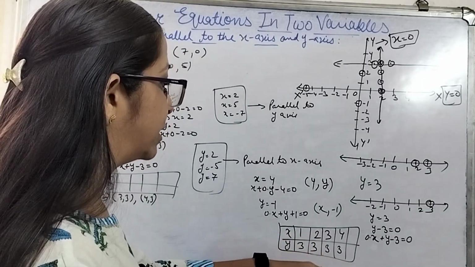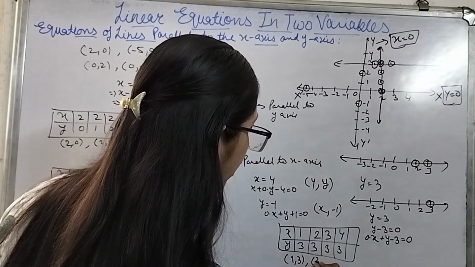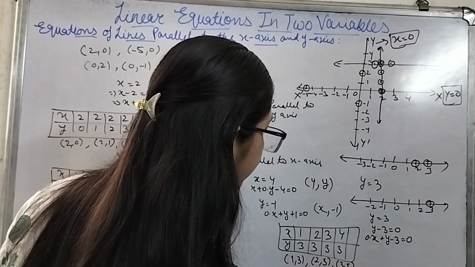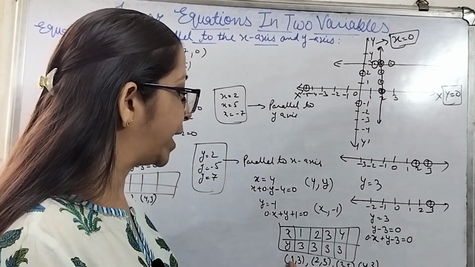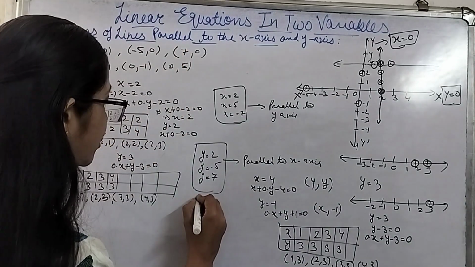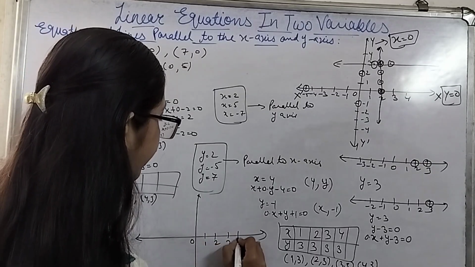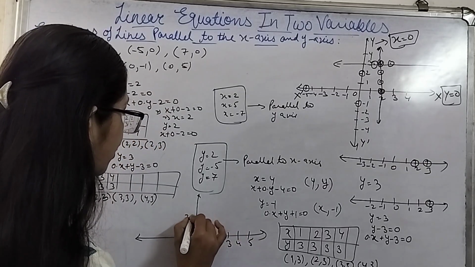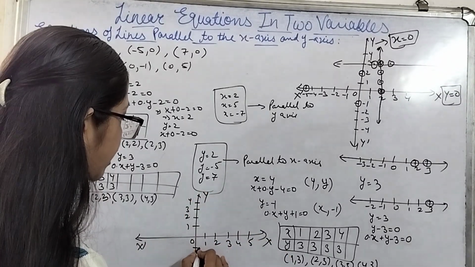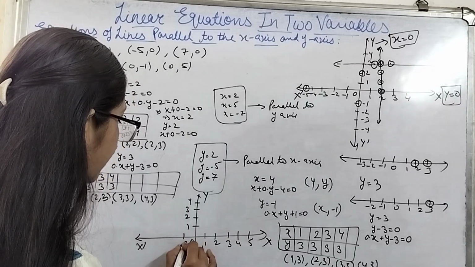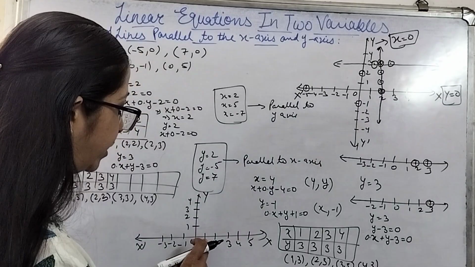Now if we represent this on your graph, your coordinates will be the coordinates of the points of the solutions. Now represent this on the graph. 1 comma 3 means the value of x is 1 and the value of y is 3. So if I represent it like this, this is 0, 1, 2, 3, 4, 5. This is x dash, this is y dash, this is minus 1, minus 2, minus 3, like this. Now x is 1, y is 3.